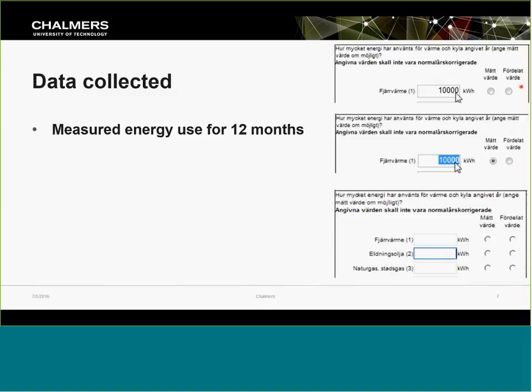And the measured energy use for 12 months is not corrected for the reference year. It's the actual data which is measured during 1 year. So this should be corrected in the software or in the database automatically.